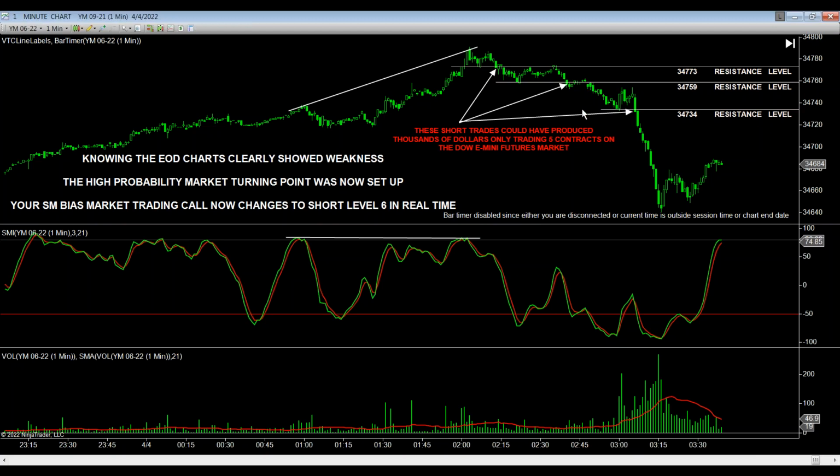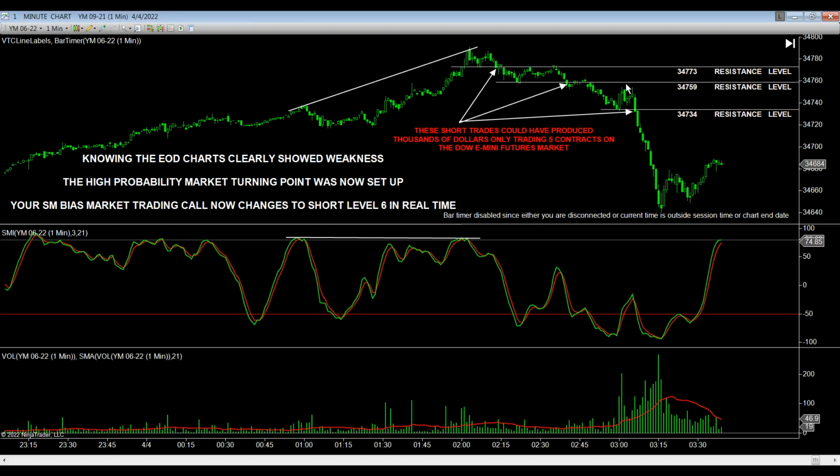The smart money bias market trading call, your bias for the session. Our smart money bias market trading call that puts a stamp on the U.S. market every single day says now we're able to go short level 6. I'd rather trade short than long. And there the setup comes through and the prices fall right through here.